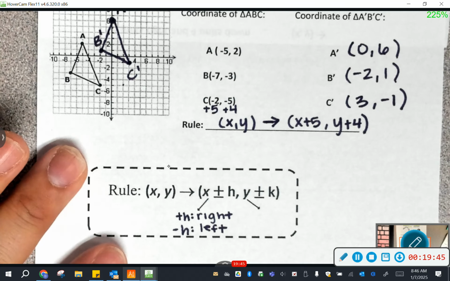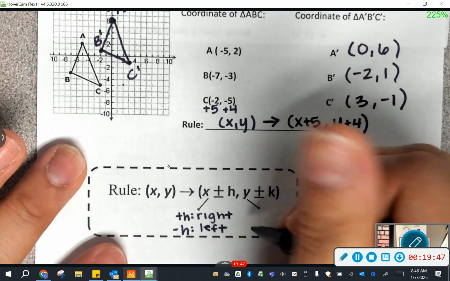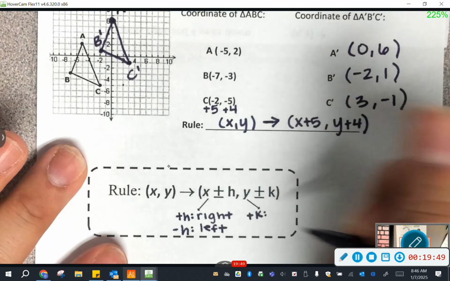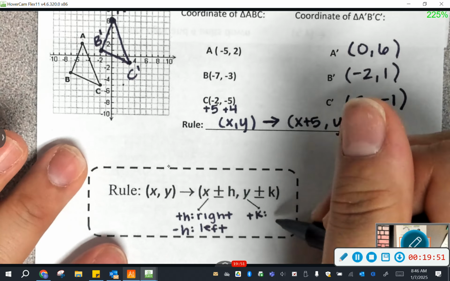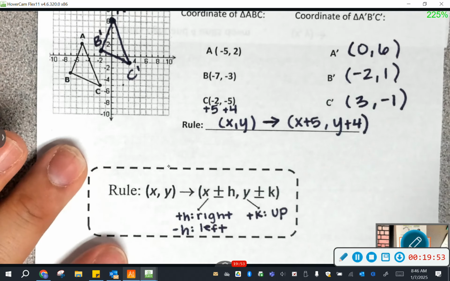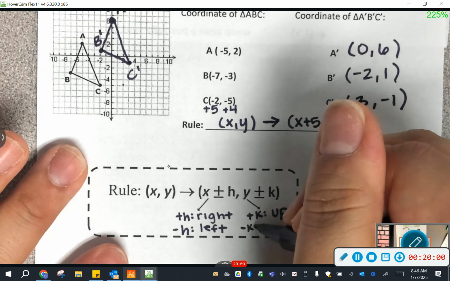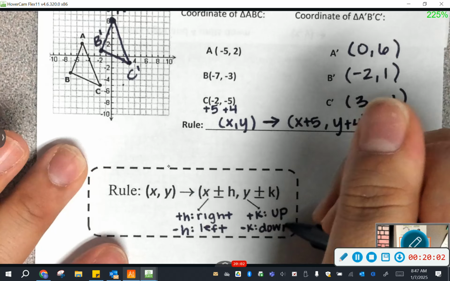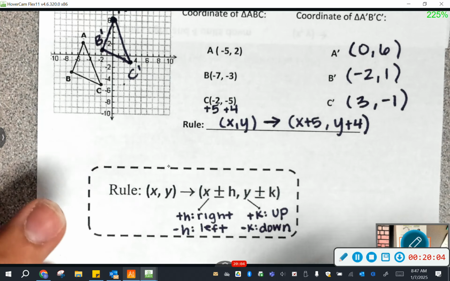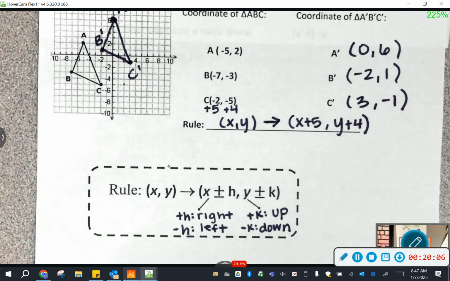And what about my k's? What if I have a positive k? Y's go up. And negative k is down. So y's are up and down, x's are left and right.